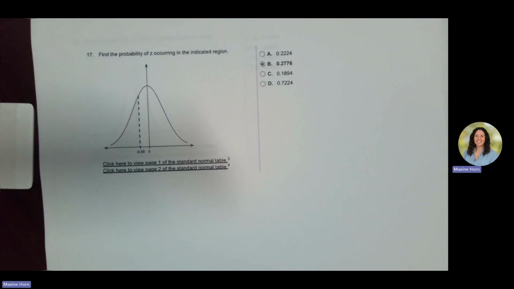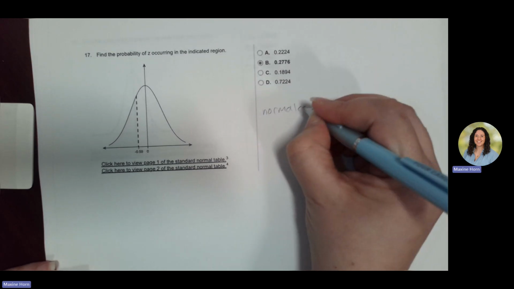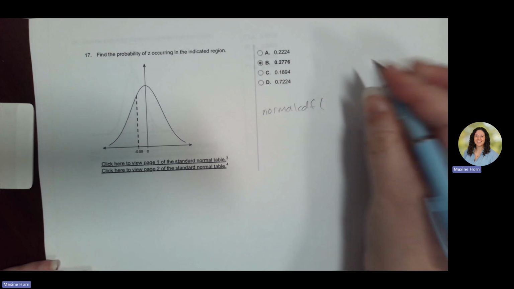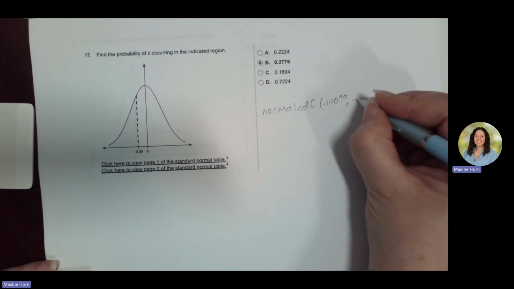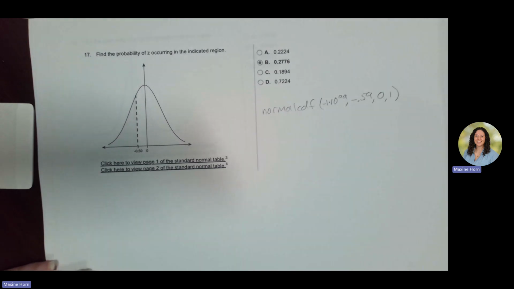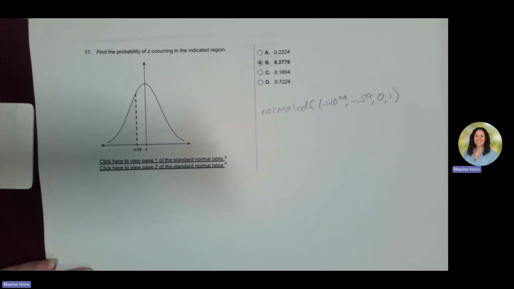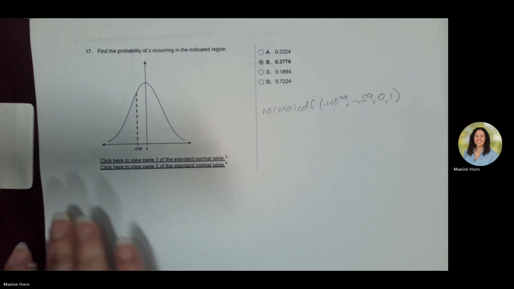And there we go. And again, second vars, and then the second option, normal CDF. Our lower bound is negative 1 times 10 to the 99th. Our upper bound is negative 0.59, mean of 0, standard deviation of 1, if we were to do that in the calculator, and we'd get the same answer.